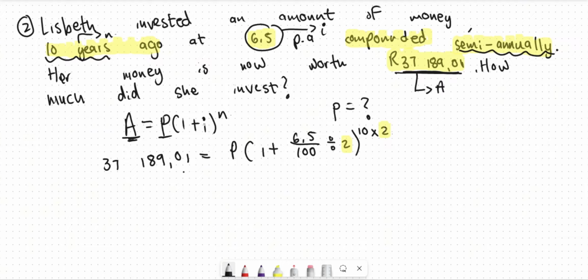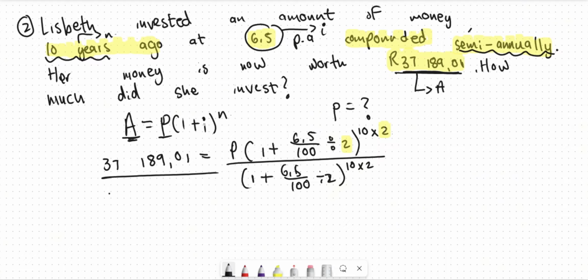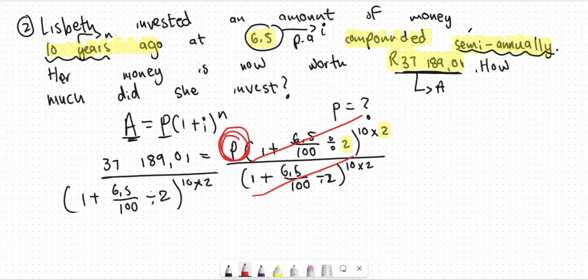Then how do I possibly solve for P? To solve for P, I just need to divide by this bracket on both sides. So I divide by that bracket, which has an exponent of 10 times 2. And this side, the same bracket. And you're probably watching and thinking, but why? Why are you dividing by that bracket on both sides, Mr. Malaji? Because that's the only way to cancel that bracket, just so P is isolated by himself.